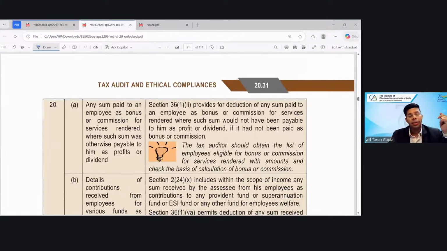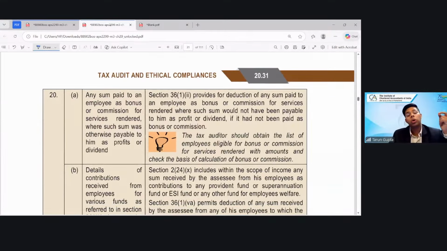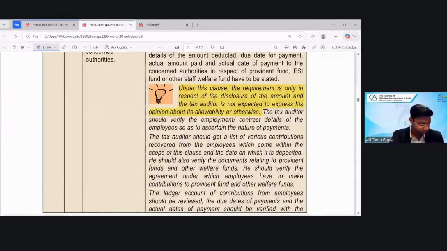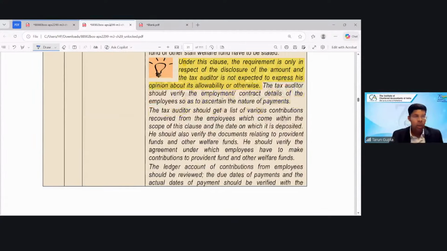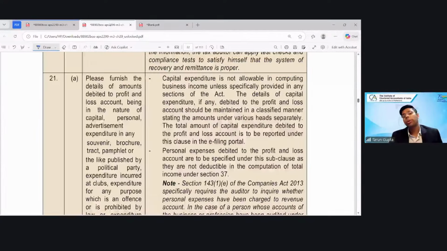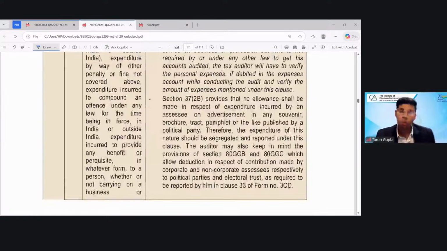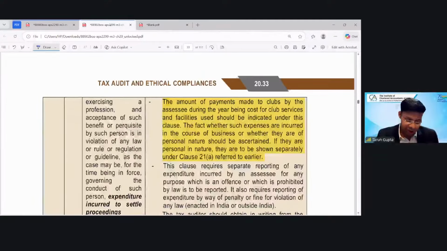Clause 20A, 36(1)(ii). If any bonus or commission is paid to an employee in lieu of dividend, then this fact, the amount, has to be stated under this clause. If any amount is deducted from the employee as employee contribution to PF and not deposited before the due date, it is reported. Clause 21 gives a list of a lot of expenditure which are not allowable. So any capital expenditure, any personal expenditure, all these expenditures which are not to be allowed as deduction under the income under PGBP are stated here.